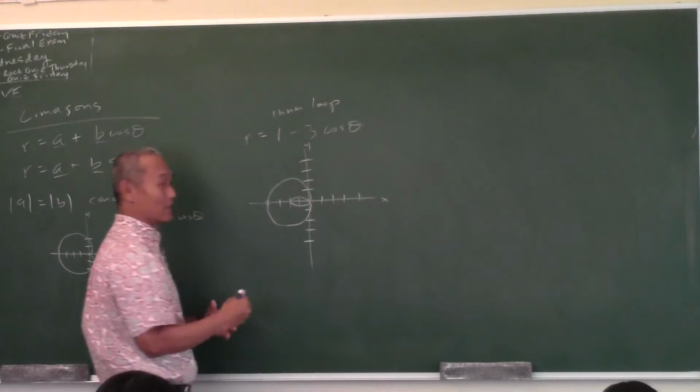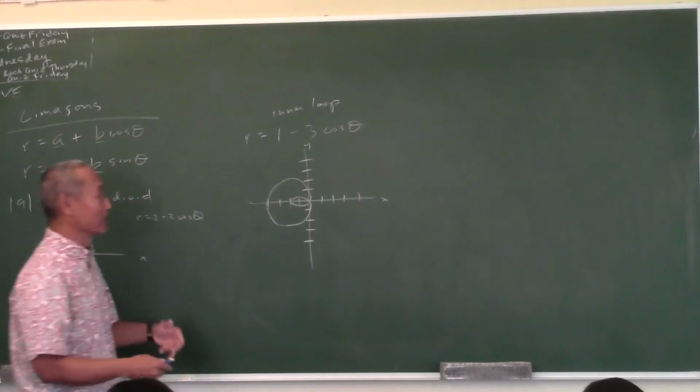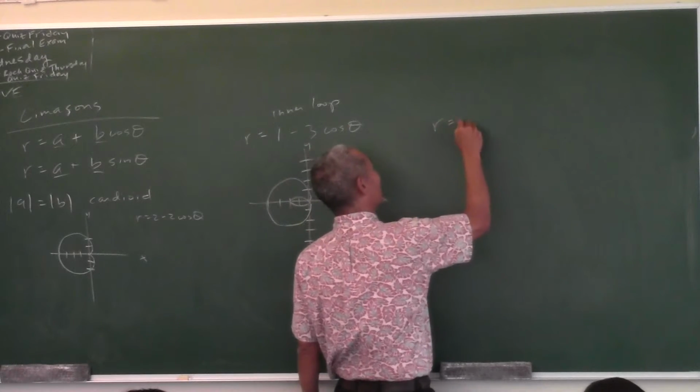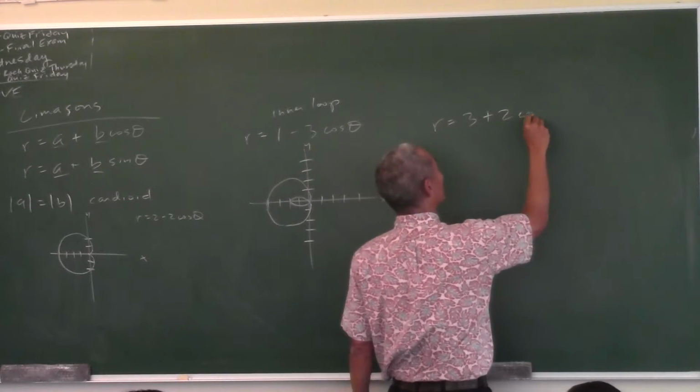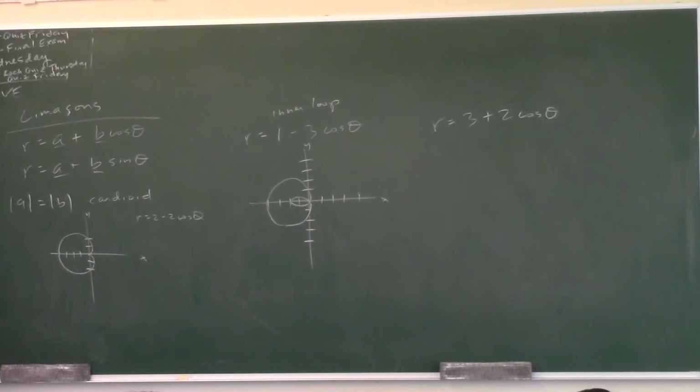Okay, now what's the last case? What happens if the absolute value of the first number is bigger than the second number? Something like this: r = 3 plus 2 cosine theta. See, 3 is bigger than 2. Can anybody predict what it's going to be?